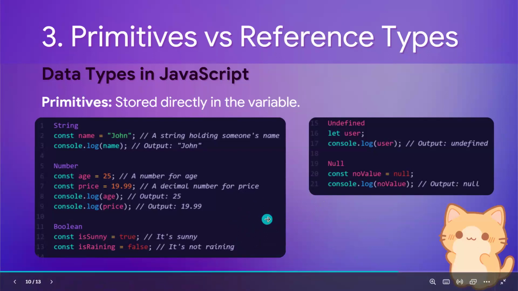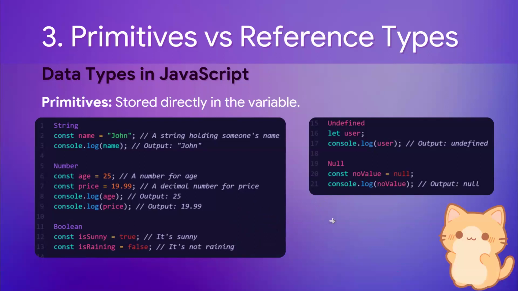About undefined, as its name says, it is not defined. So, for example, if you declare a variable let user, the console.log of user will be undefined because it doesn't have a value. About null, this is empty or doesn't exist. For example, const noValue will be null because it's empty. So there's not a value inside. So the console.log we have for noValue will be null in this case.